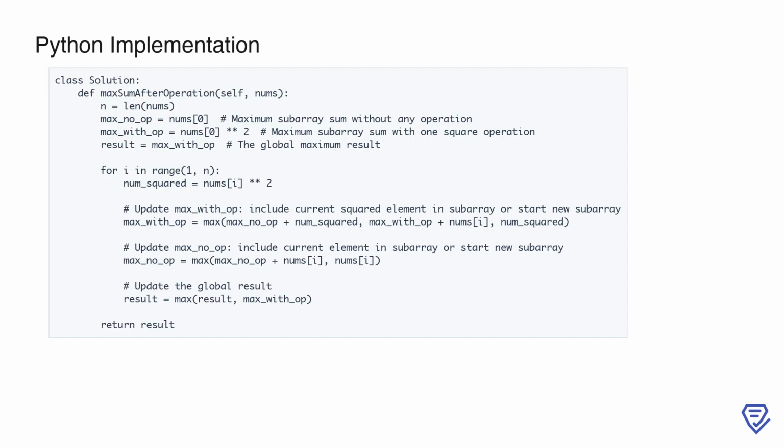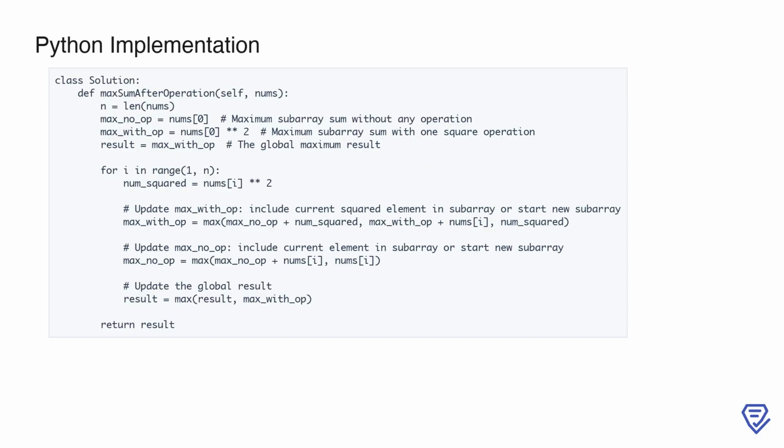Update max_no_op by considering two scenarios. Adding the current element to the best subarray sum without any operation, max_no_op plus nums[i]. Starting a new subarray with the current element, nums[i]. 3. Update the result. The result is updated to the maximum of itself and max_with_op after each iteration.